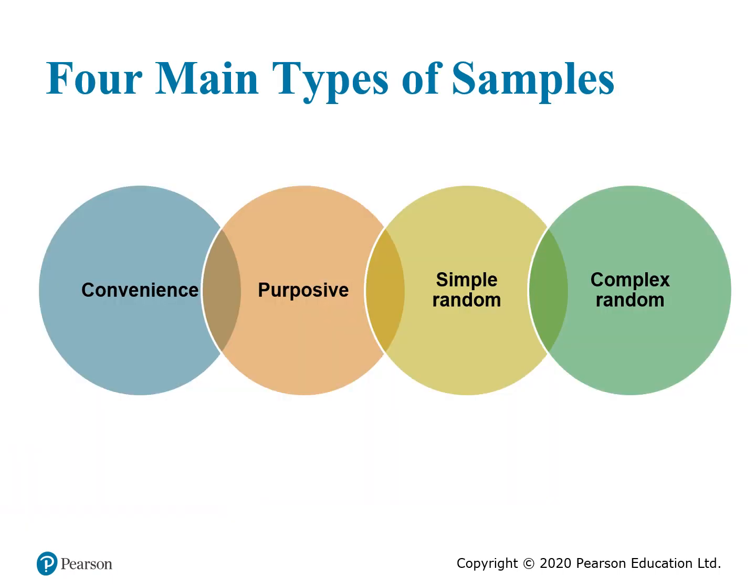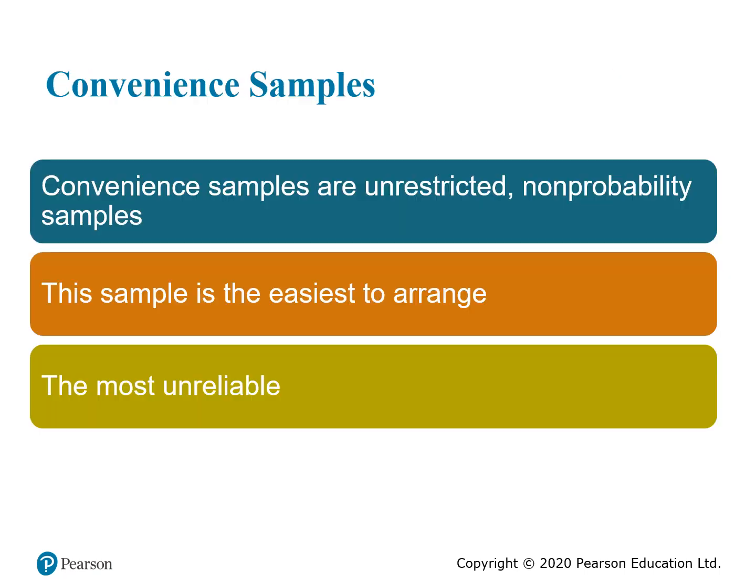There are four types of sampling: convenience, purposive sampling, simple random sampling, and complex random sampling. So let's look at the first one, convenience sampling. Convenience samples are unrestricted and non-probability samples. This sampling method is the easiest to arrange and the most unreliable. We will explain that in detail because it is based just on your convenience.